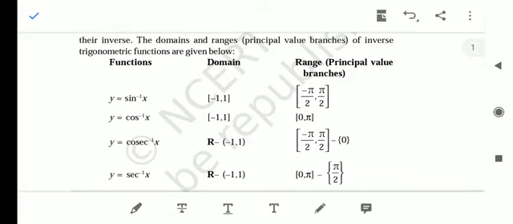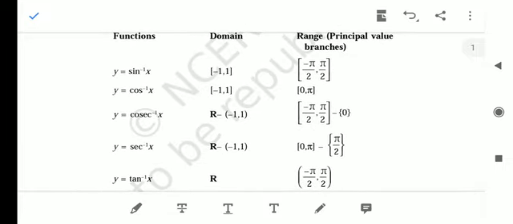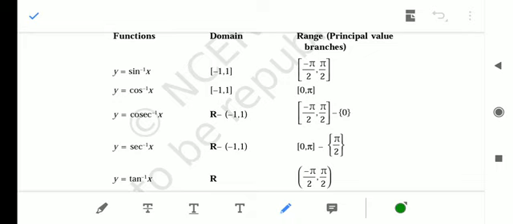First of all, we must take into consideration this table. This table contains the domain and range. You can see the domain of sin inverse x and cos inverse x is -1 to 1, that is mod x less than or equal to 1, and the range is -pi by 2 to +pi by 2 and 0 to pi. In the same way, the domain of cosec inverse x and sec inverse x is mod x greater than or equal to 1. In case of tan inverse and cot inverse, the domain is R.